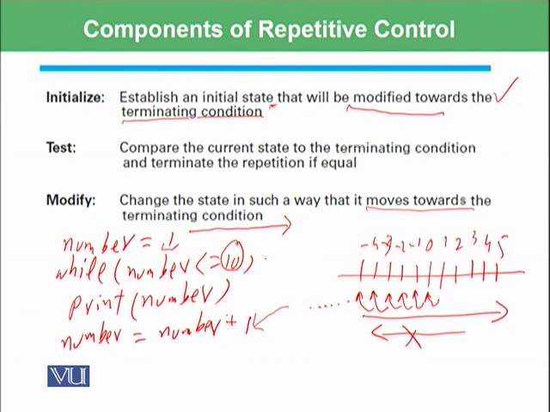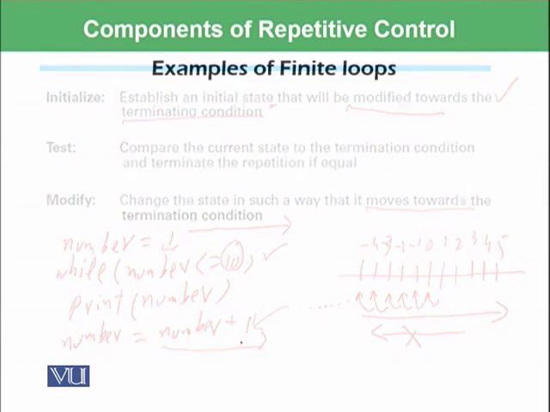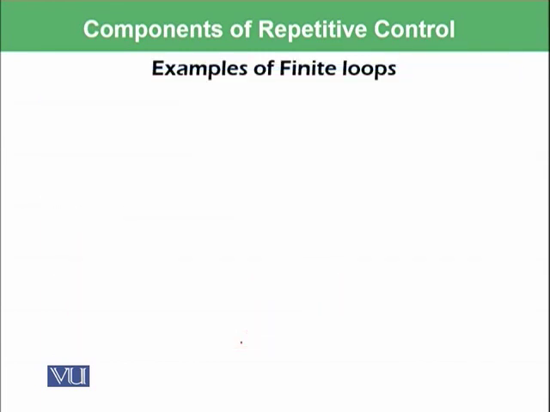Then we are testing, here we are testing while number is less than or equal to 10 and then we are modifying this number over here. So there are some finite loops and there are some infinite loops. So we will be discussing some examples of finite loops which will end whenever we want.